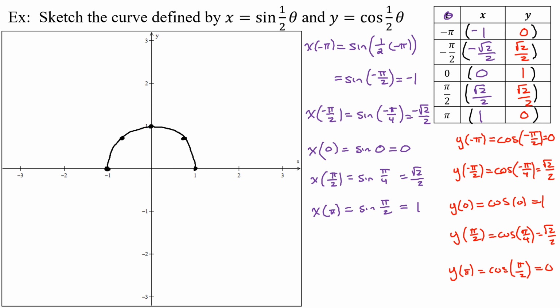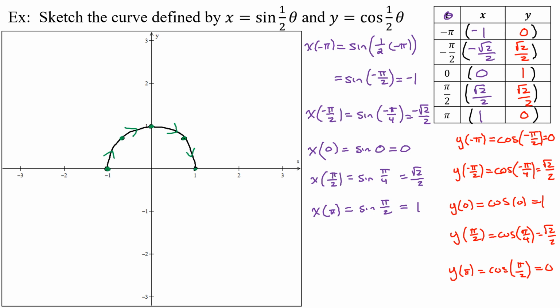You get the top half of a circle. Plotting points starting on the left-hand side, going around the circle to the right-hand side. So my arrows need to show that I'm going around the circle in a clockwise notation. Now you only get half a circle because we only went from negative pi to pi.